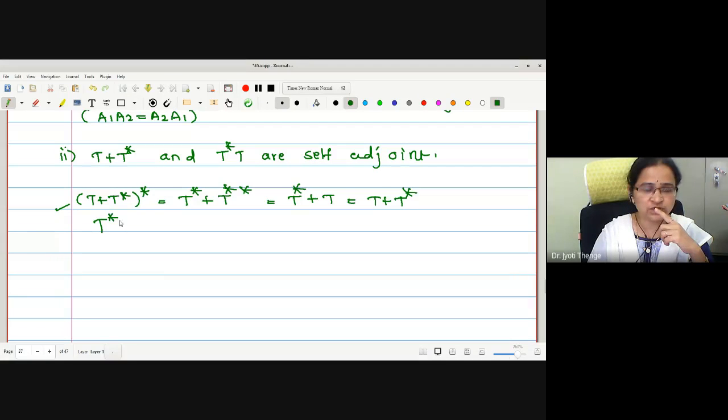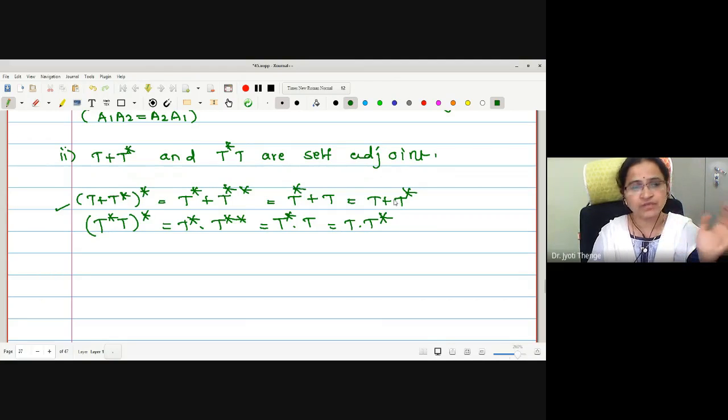Similarly, I want to check it for T star T. Let me consider the adjoint of T star T, and according to the adjoint operation, it reverses the order of the product. The first one will be taken later. It is having only one star already, therefore let me write the double star. Therefore, this is T star T. So whenever we have an operator T, T plus T star and T star T are self-adjoint operators.